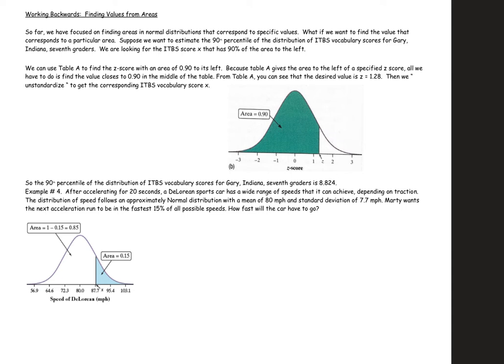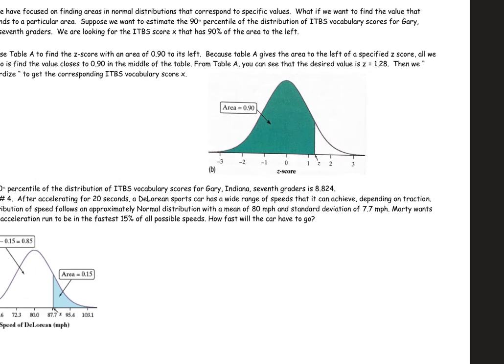So what we can do is hop to Table A and search, and we know it's going to be on the positive side because 90% is above the mean. We can search on that positive side for the closest number to 90% that we can find. For me, and it should be for you also, that is 0.8997, which corresponds to a z-score of 1.28. So I'm just tracing that over on Table A. It takes a while, you have to search through all those percentages to find the closest one, but it looks like z is equal to 1.28.